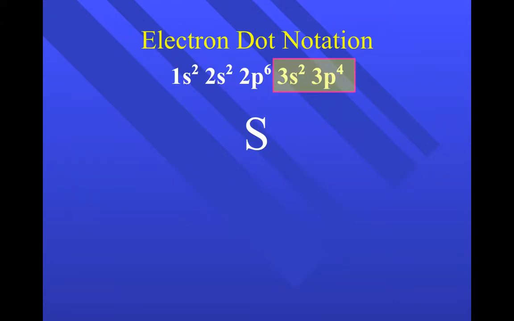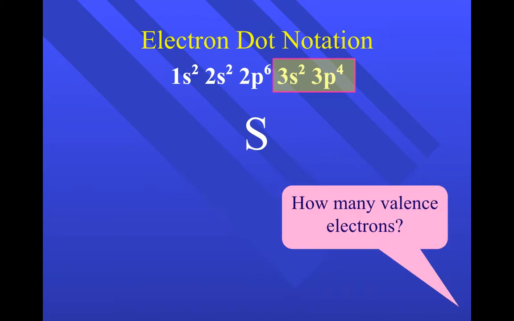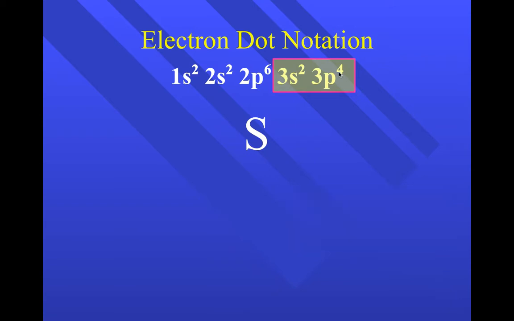So here we go. We're going to write the electron dot notation, or the electron dot configuration, sometimes called the Lewis dot configuration, for sulfur. I can see that it's going to have 6 valence electrons. If I had a periodic table handy, I could look at the row and figure that out. I could look at the column and figure that out, right? So it's going to be those 3s2 and the 3p4. Those 2 and those 4 make 6.